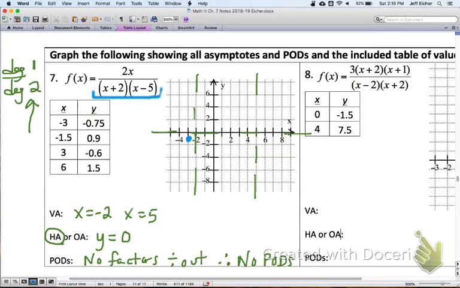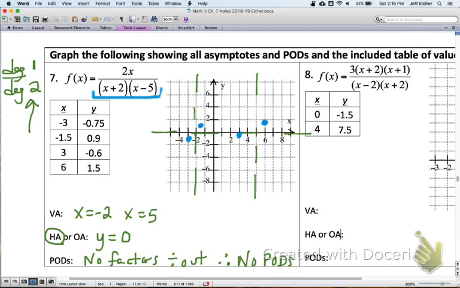Negative 1 is here, 0.5, and then up 0.9. There we go. Right there. And then 3, 1, 2, 3, and then down negative 0.6. That's not going to be very far. And then 6. Okay, that's labeled as 6. And then 1.5. 1, that's a 2, 0.5 is right about there. Okay, thanks for your patience with that.